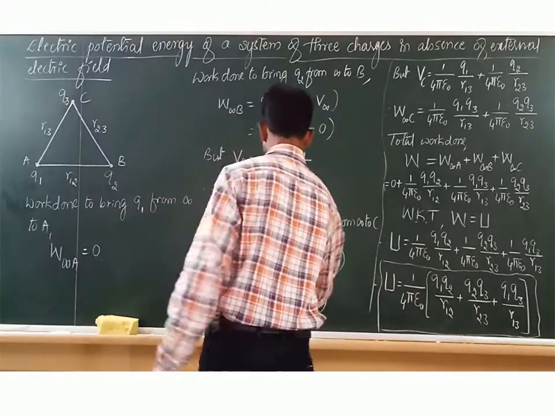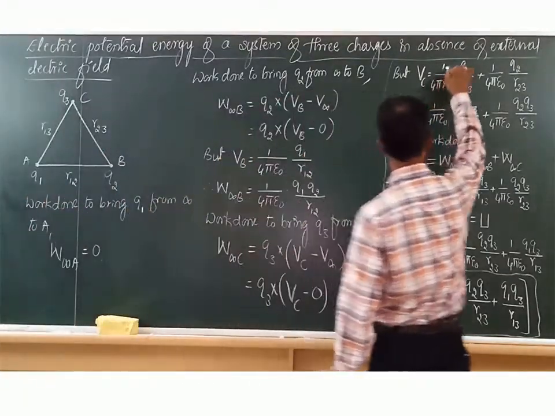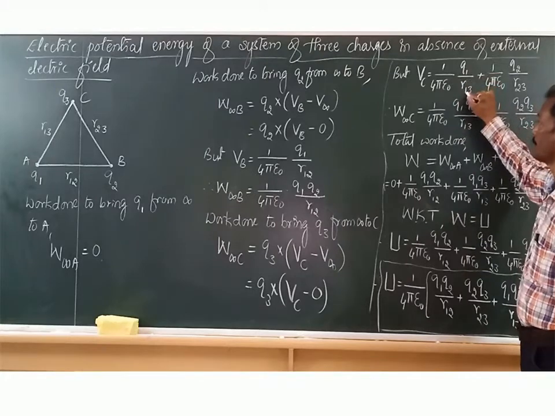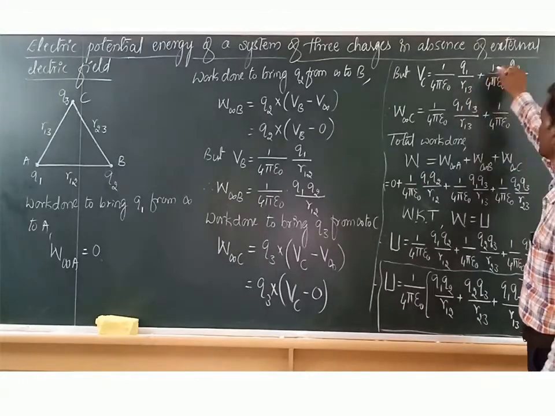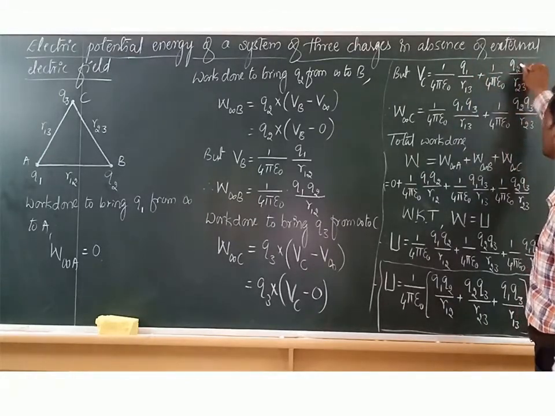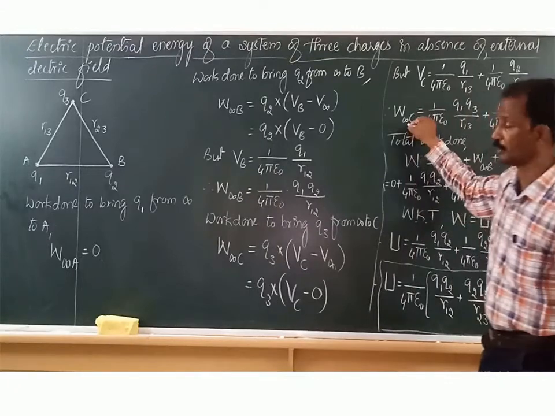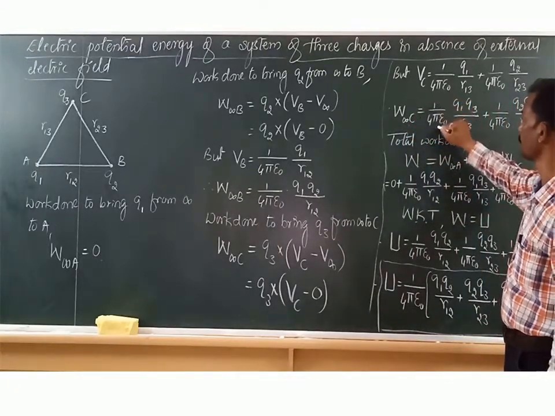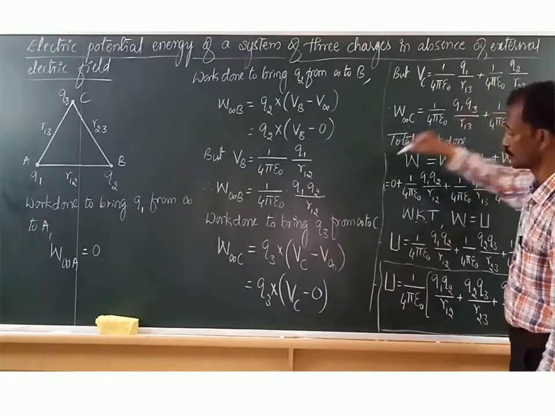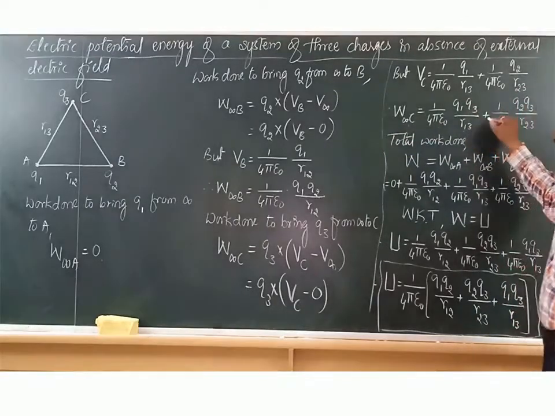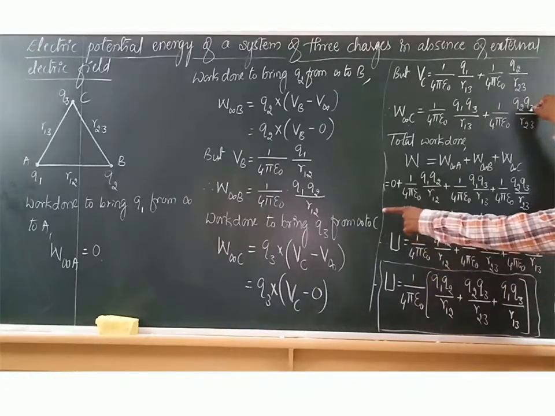Now, potential at C due to Q1 and Q2: VC is equal to 1 by 4 pi epsilon naught into Q1 divided by R13. It is potential at C due to Q1. Potential at C due to Q2 is 1 by 4 pi epsilon into Q2 divided by R23. Therefore, work done to bring Q3 from infinity to point C is 1 by 4 pi epsilon naught into Q1 Q3 divided by R13 plus 1 by 4 pi epsilon into Q2 Q3 divided by R23.